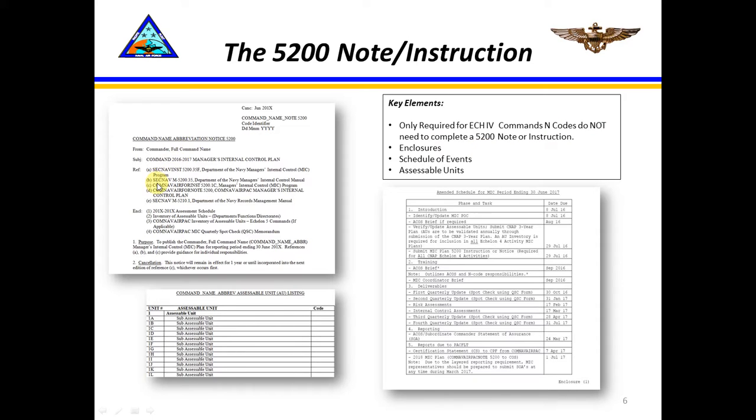In the enclosure, you have to make sure that you have a list of your sub-accessible units, which you'll notice here, and then your schedule of events, which you'll notice here. That gives me a timeline for when you plan on reviewing your accessible units, and I can make my adjustments for when I want to do quarterly reviews of different AUs and sub-AUs.